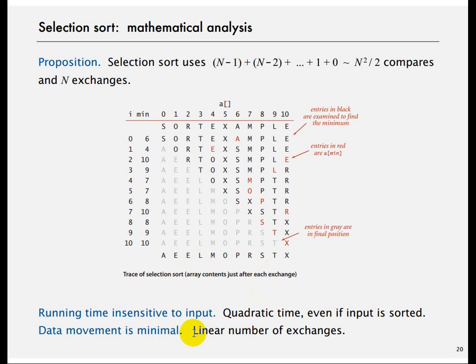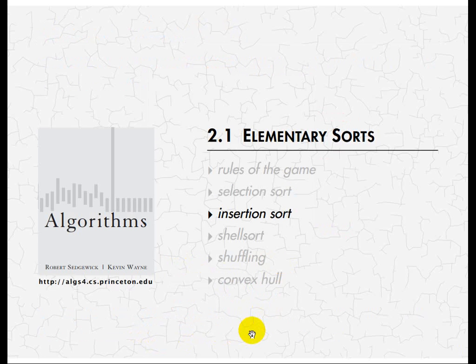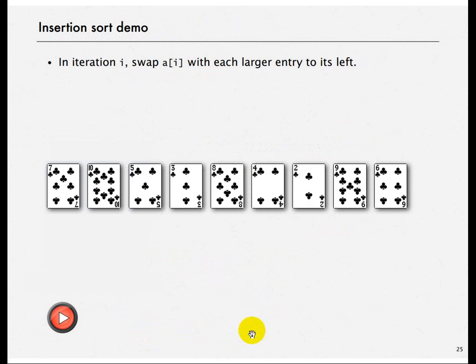So that I think is interesting. Data movement is minimal, it's a linear number of exchanges. Okay, so that's selection sort, the simplest one. Some animations for it. Let's look at insertion sort.